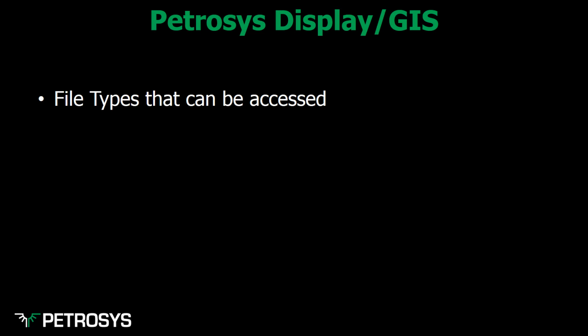In this presentation, I will show you the list of various data sources that can be accessed by the Display GIS option. Petrosys may add additional data sources in the future, so make sure you read the release notes sent with each new version. Release notes can be found by selecting Help from any window and scrolling down to the Release Notes section under Contents.